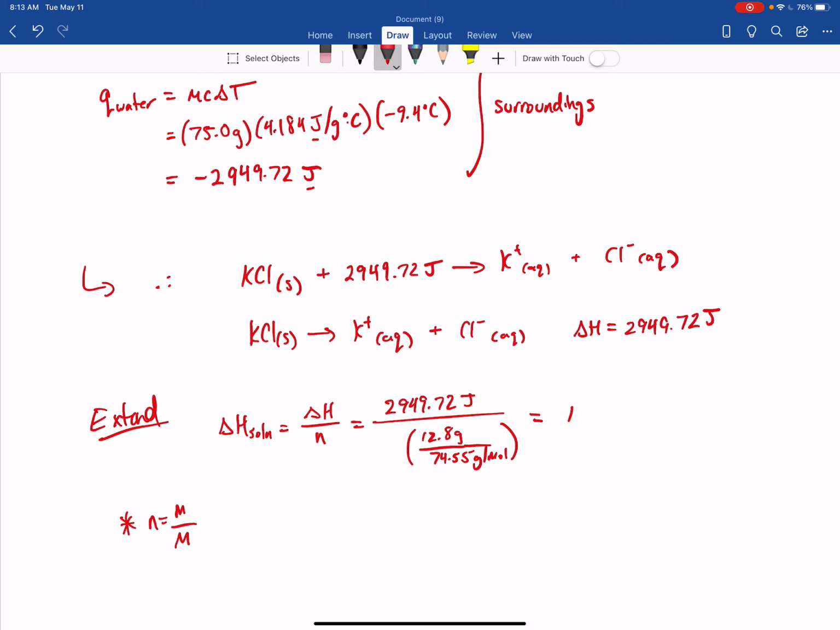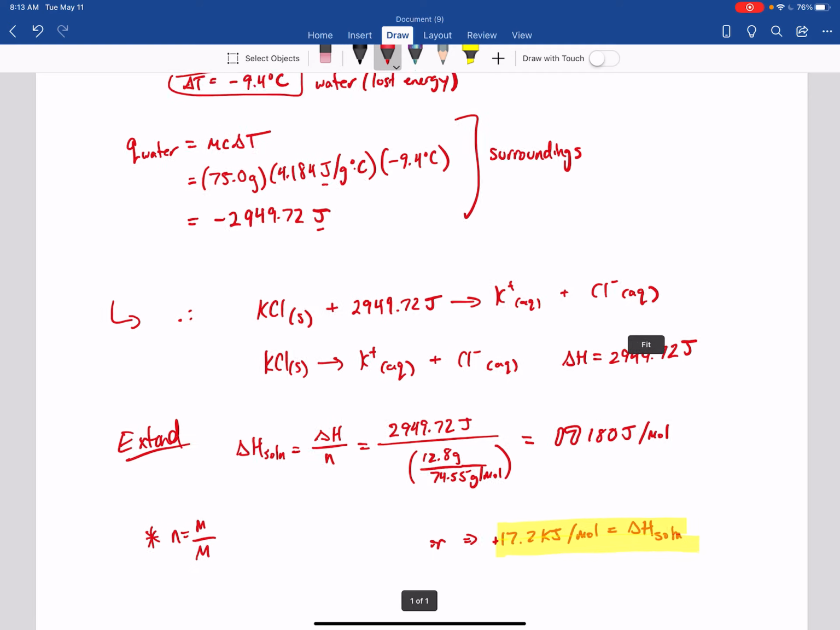It's going to be about 17,180 joules per mole, or if we convert that into kilojoules, 17.2 kilojoules per mole. And that's the molar enthalpy of the solution. So for every mole of potassium chloride that dissolves, it's going to absorb, because it's positive, 17.2 kilojoules. You can put the positive sign if you think you'll forget. Hopefully that little tutorial helps.